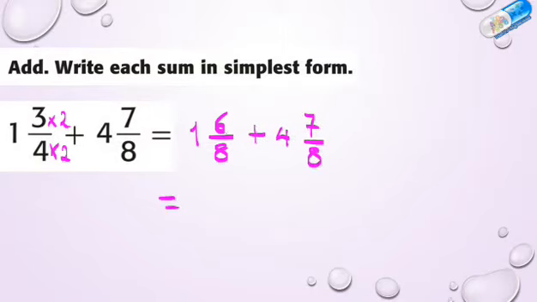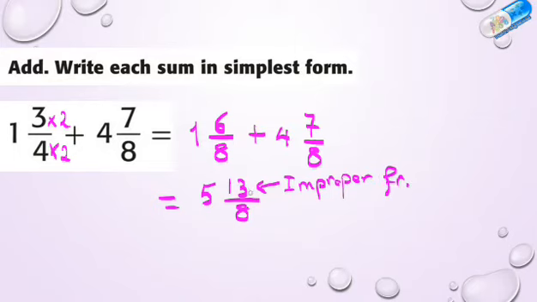Now add the fraction part. 6/8 plus 7/8 equals 13/8, and 1 plus 4 equals 5. Now look at 13/8. Is it in the simplest form? Yes, but it is an improper fraction. Remember, an improper fraction is a fraction whose numerator is greater than the denominator. And in that case, we should make 13/8 to be a mixed number.